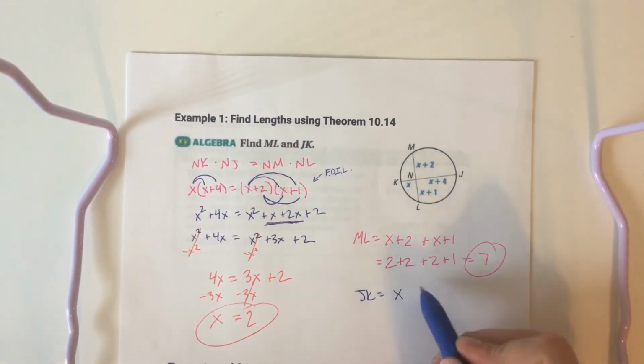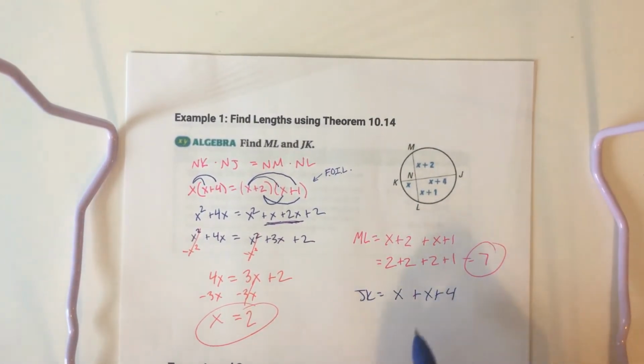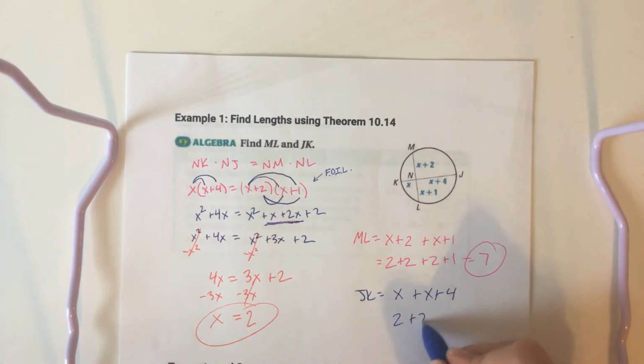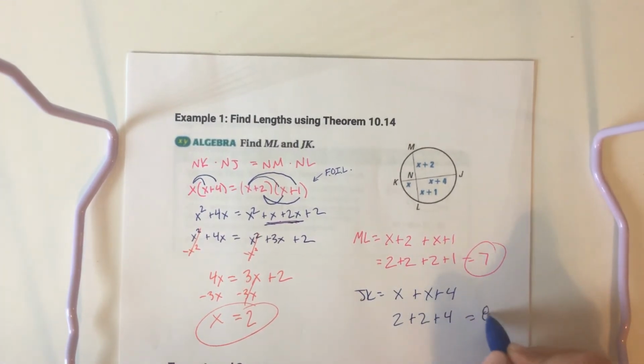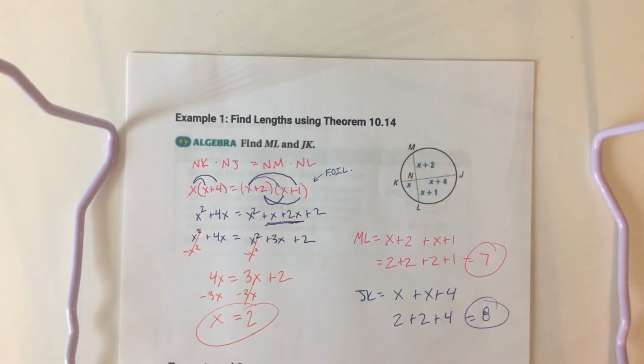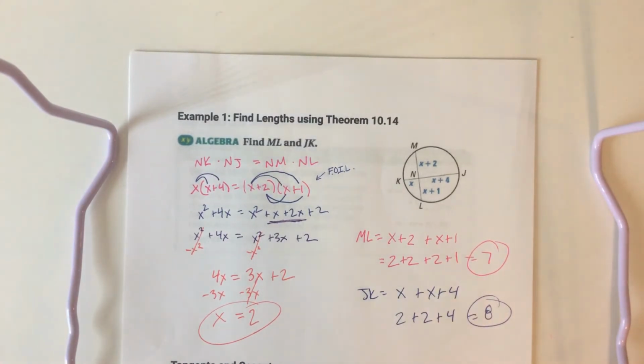JK is x plus 4. Everywhere I see an x, I'm going to plug in a 2. 2 plus 2 plus 4 gives me 8. So they're not congruent. We didn't say that. We just know that the products of the segments are going to equal each other. And that let us find what each of those lengths were.